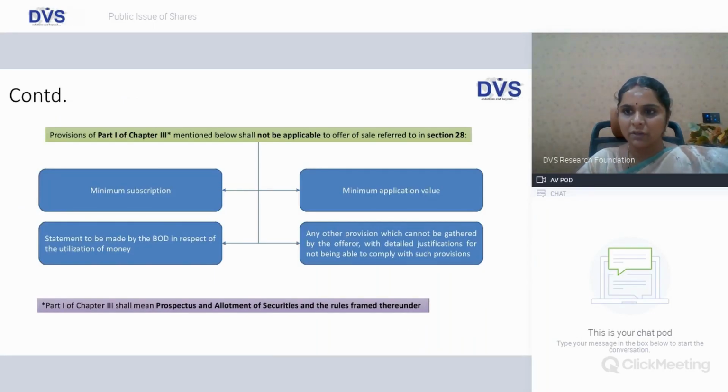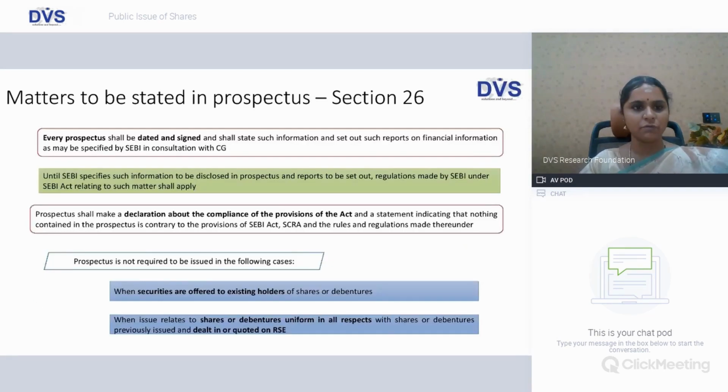So the Chapter 3 provisions on prospectus and allotment of securities shall apply in this case also, when there is an offer for sale made to the public, in consultation with the board. However, there are certain exceptions: the minimum subscription, minimum application value, the statement to be made by the board with regard to utilization of money, and detailed justification if any other provision is not being complied with. All these provisions are not applicable in the case of an offer for sale being made to the public by certain members.